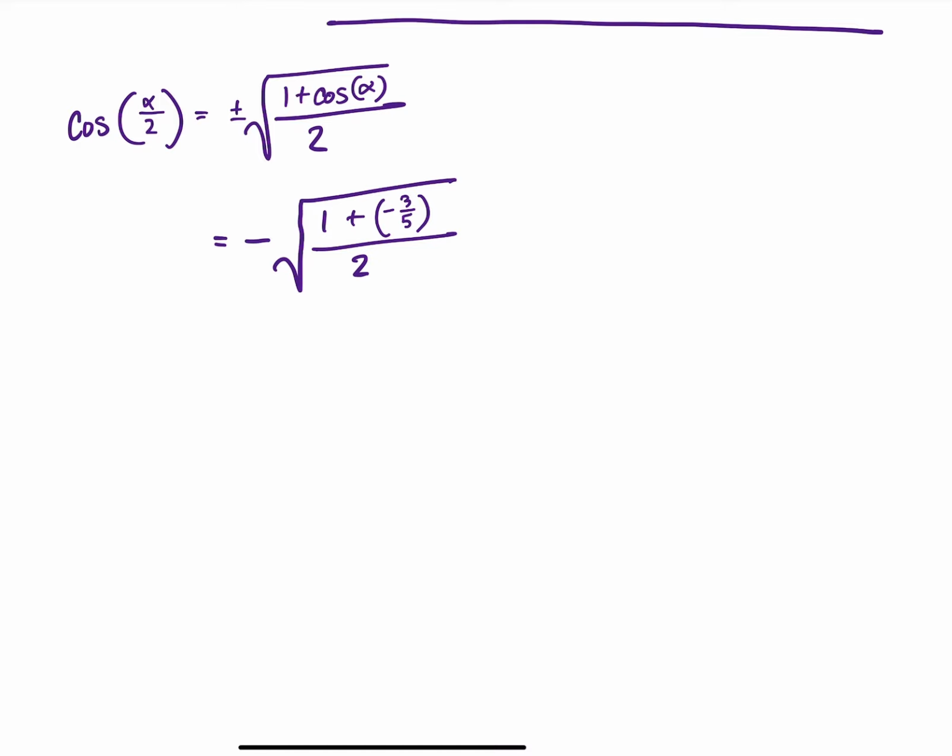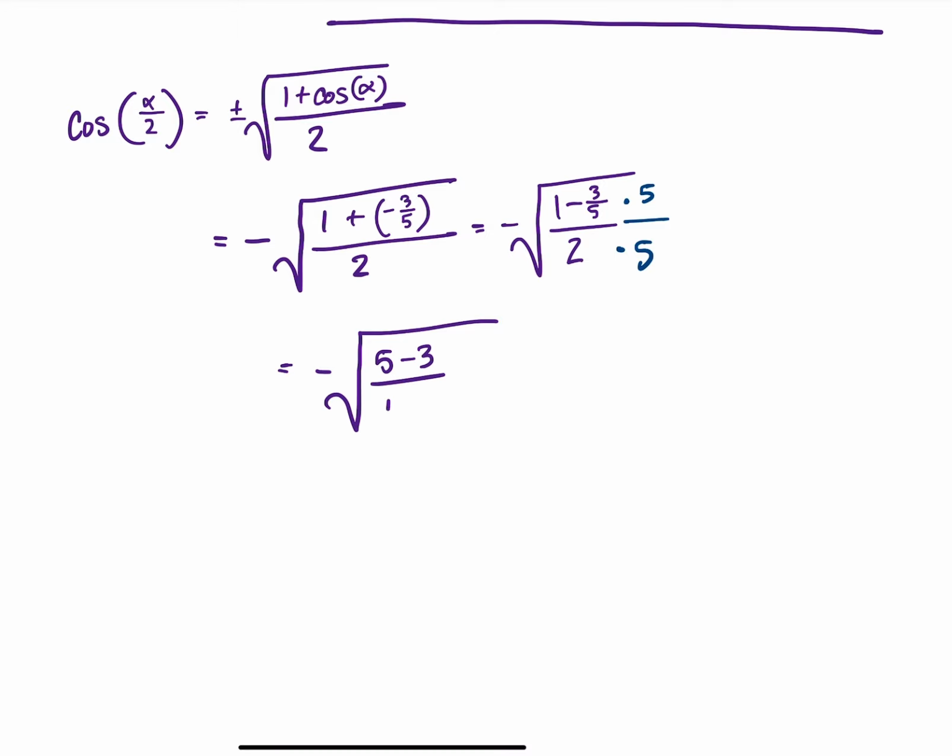Over 2. So this will be negative square root of 1 minus 3 over 5 over 2. Let's multiply the numerator and denominator by 5, so we can clear out that double fraction again. So this will give us negative square root of 5 minus 3 over 10.